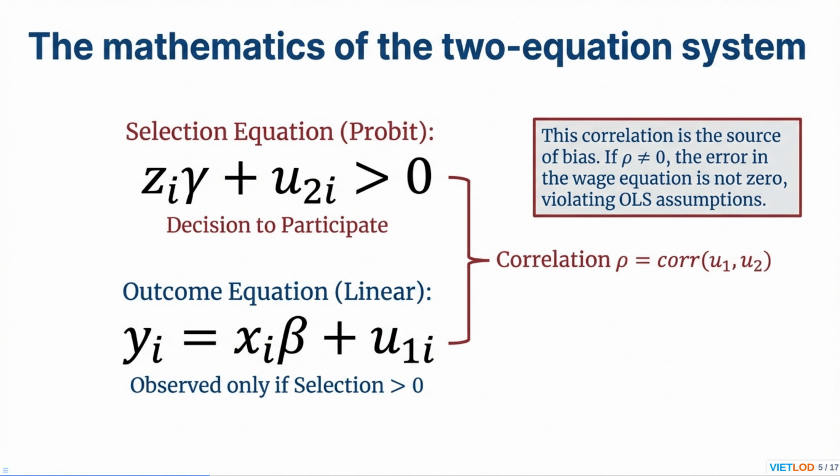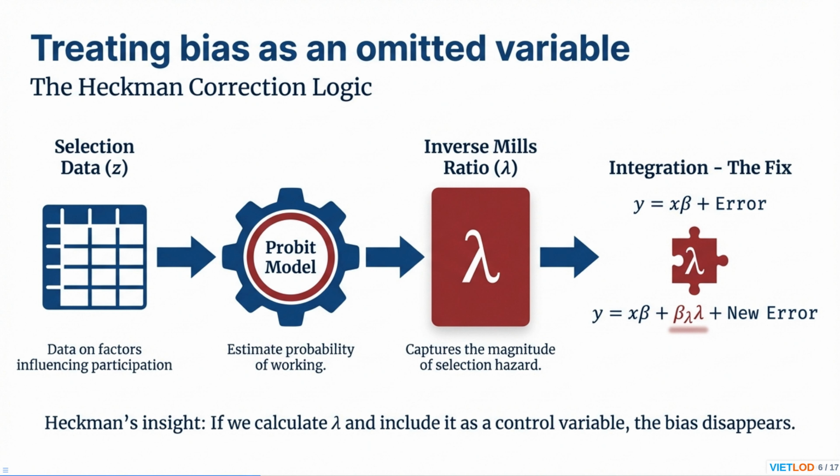The Heckman model consists of two equations. The first is the selection equation, which is typically a Probit model. It models the decision to participate. Here, the decision is made if z_i γ plus u_2i is greater than 0. The second is the outcome equation, which is a standard linear regression for the variable of interest, like wages. Crucially, we only observe the outcome y_i if the condition in the selection equation is met. The source of selection bias is the correlation, denoted by ρ, between the error terms of these two equations, u_1i and u_2i. If ρ is not 0, the expected value of the error term in the outcome equation, u_1i, is not 0 for the selected sample, which violates a key OLS assumption.